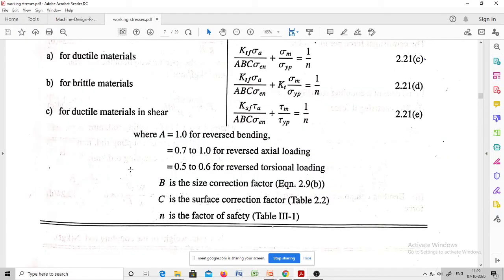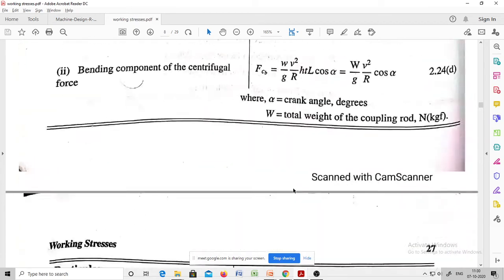Now let us look at the data handbook. C is the surface correction factor. You can get the value of C, the surface correction factor, by referring to table number 2.2. Let us look at what table number 2.2 is.